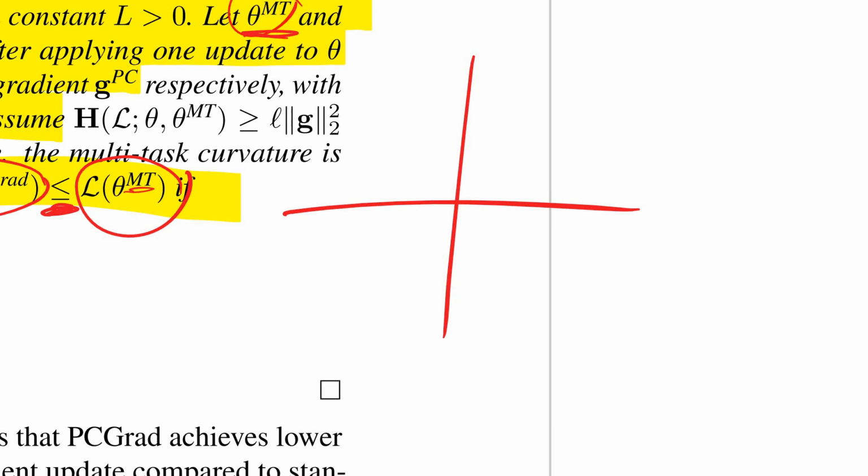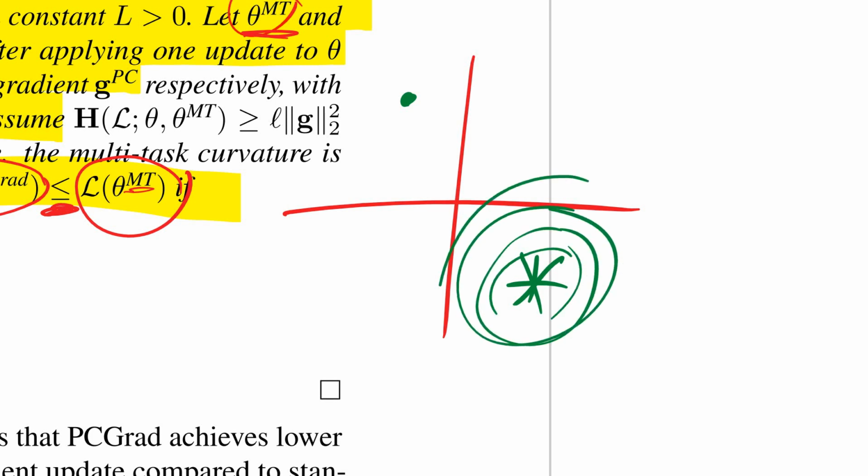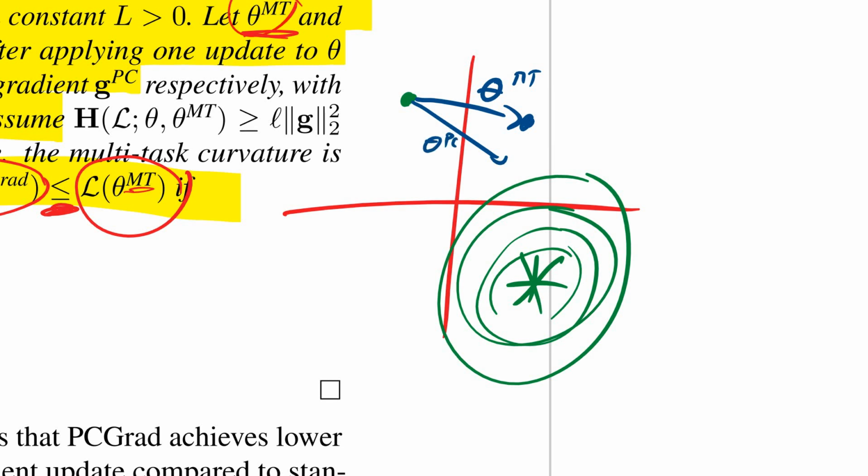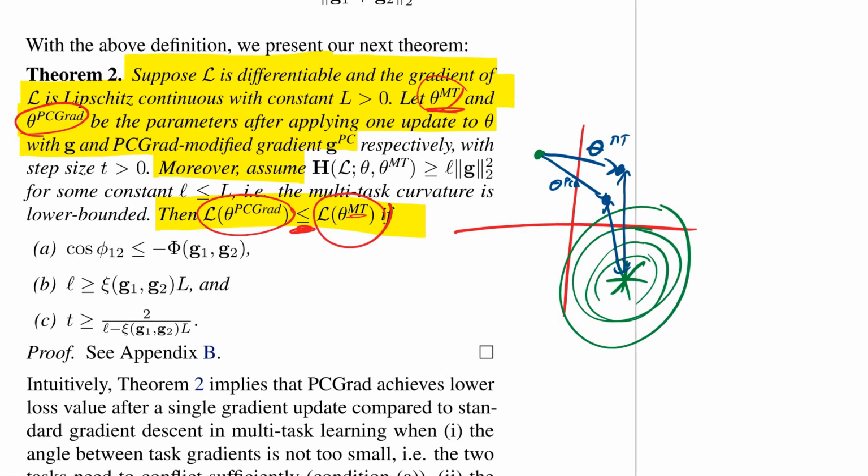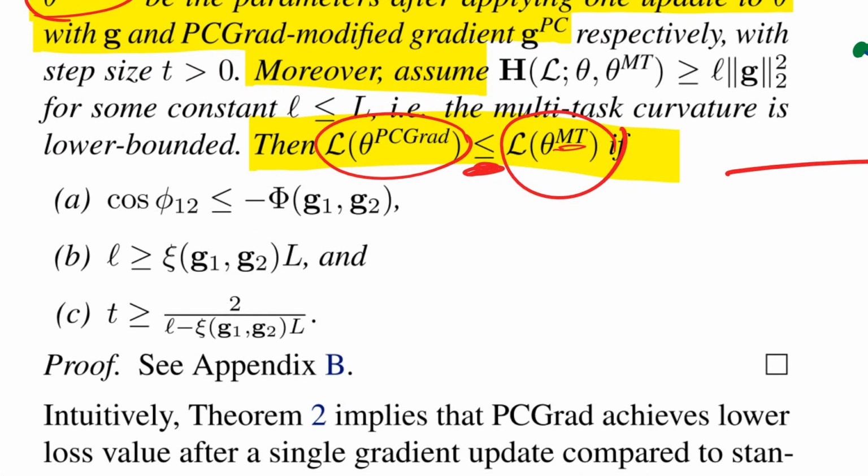It means that if you're somewhere in your optimization landscape and your optimum is somewhere here, and your loss function is how far away you are from this optimum, then as long as these conditions are given, if you do your update without their method, that would be theta MT, or with their method, theta PCGrad, then the loss you get from their method will be smaller than the loss you get without their method. This is a theorem, they prove it, and for this to be the case they need these three things.